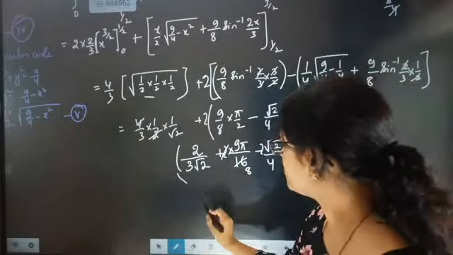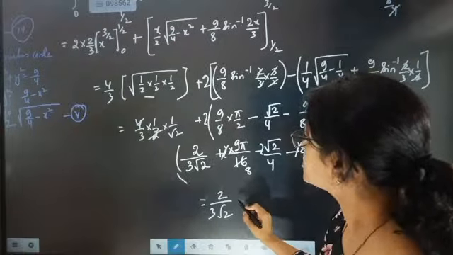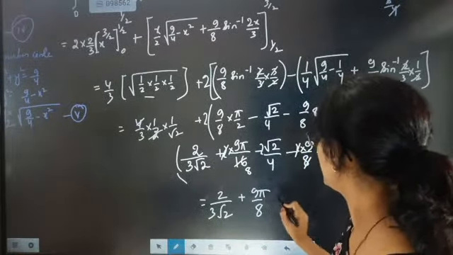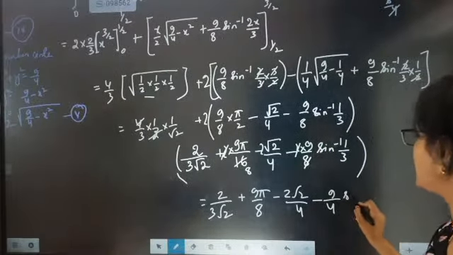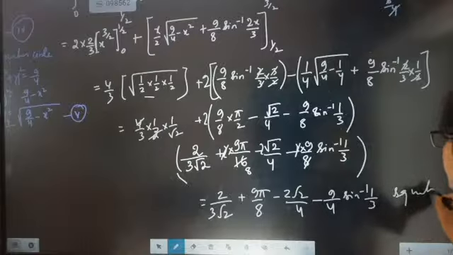So 2 to 2 multiplied, so it is going to come as 2 by 3 root 2, and then it is going to come as plus 9 pi by 8, and then minus 2 root 2 by 4 minus 9 by 4 sin inverse 1 by 3 square units.